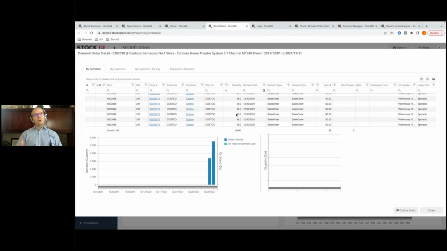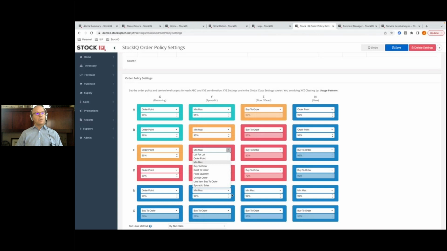If we're coming back over here to our order policy settings, do we want to use a sporadic order sales policy and basically carry that typical order size? So first and foremost, that's what the XYZ does. One, it identifies how it behaves, but more importantly, it helps us understand how we're going to generate the replenishment on it.